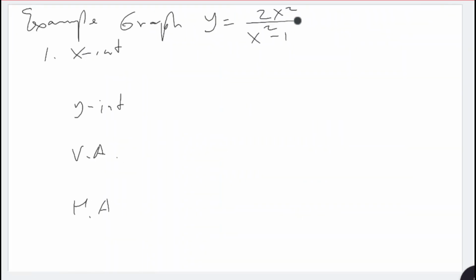Let's see this example. Say we want to sketch the graph of y equal to 2x squared over x squared minus 1. In this part, it's all algebra. How do we find the x-intercept? We set the top to 0. Set 2x squared to 0 and solve, find the 0. That's the x-intercept.